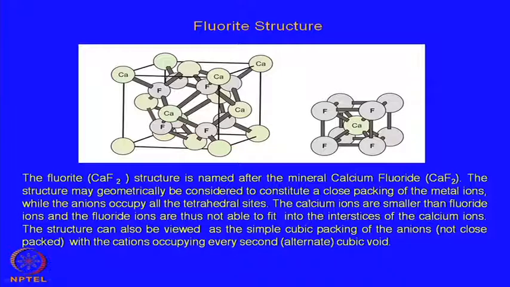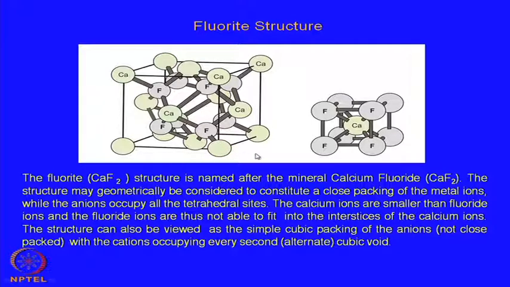That is one way of describing the structure. The same structure can be viewed in different ways. Anyway, this is the particular way you can describe the arrangement of calcium and fluorine ions in a calcium fluoride structure. Now, this is what we call a structure type. There are several compounds which actually crystallize in this particular structure.